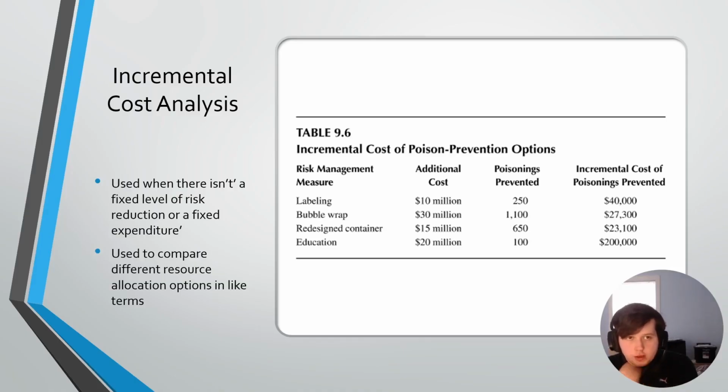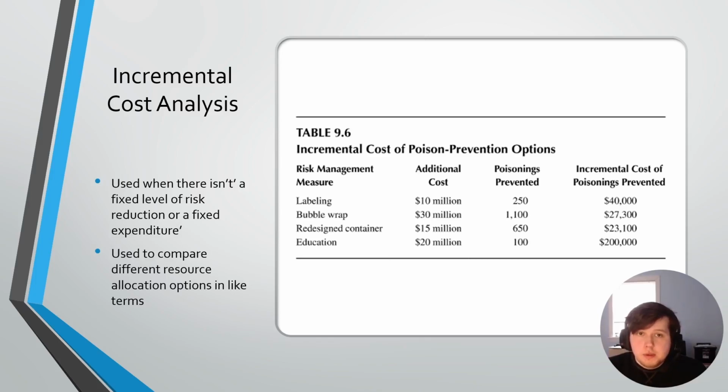Our next type of economic analysis is incremental cost analysis. So we are continuing to analyze cost, but this time in a different way. This method is used when there isn't a fixed level of risk reduction or a fixed expenditure on risk reduction. Incremental cost can sometimes be called marginal cost in other business contexts, and it is used to compare different resource allocation options in like terms. Incremental cost can simply be defined as the change in total cost divided by the change in output.